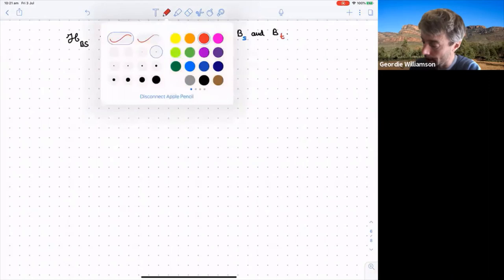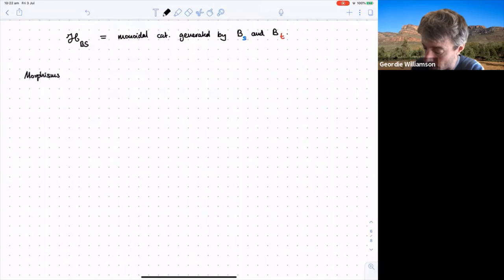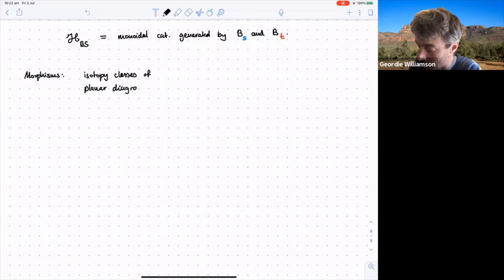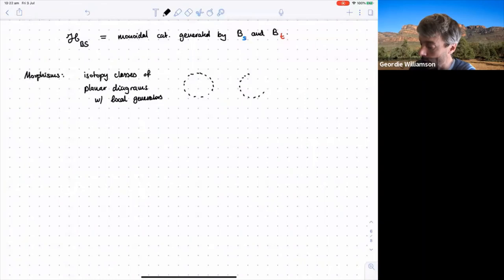And then morphisms are isotopy classes of planar diagrams with local generators. So whenever I draw a little dashed circle, this means a local part of my diagram. So this is what I'm allowed to build my diagrams out of. I'm allowed to have a trivalent vertex, a dot, or a polynomial.